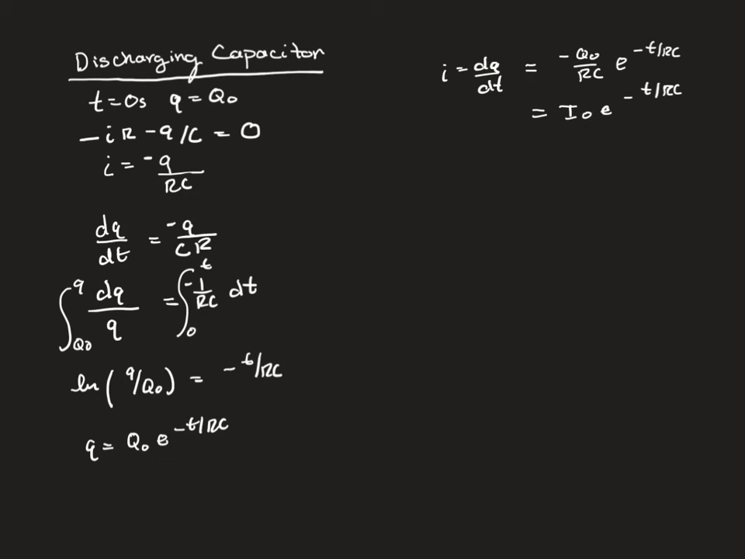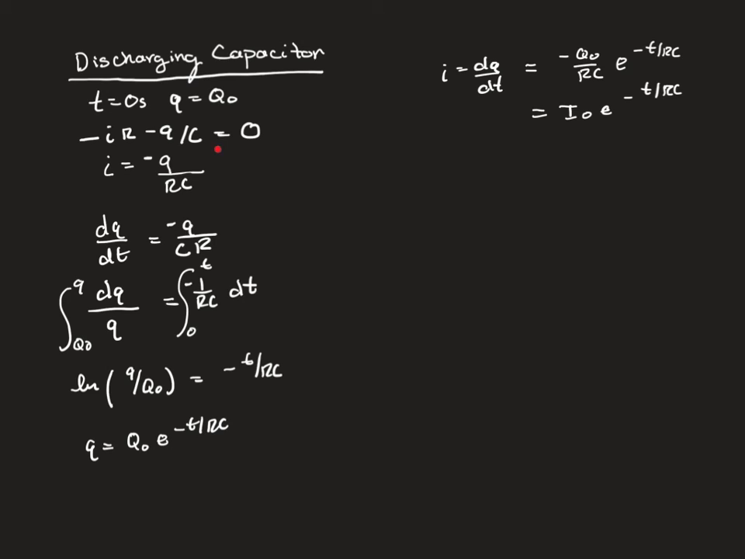Now let's talk about a discharging capacitor. At t equals 0, we're going to have a Q equal to Q naught, so a fully charged capacitor. So our Q final before, when we're charging the capacitor, becomes Q naught when we start discharging it. Now to discharge it, we're going to disconnect it from the power supply. In the earlier part of the video, I would have closed the switch. Now we're going to open the switch to disconnect it from the power supply.